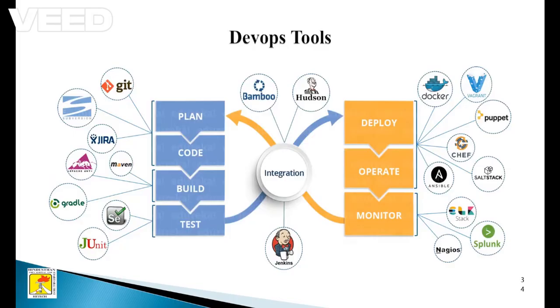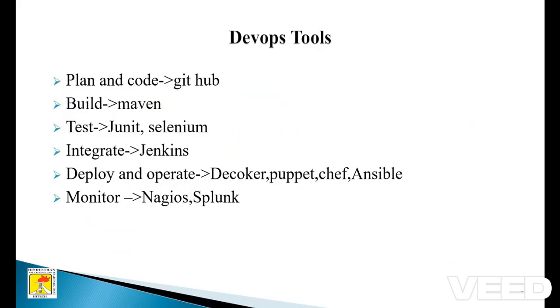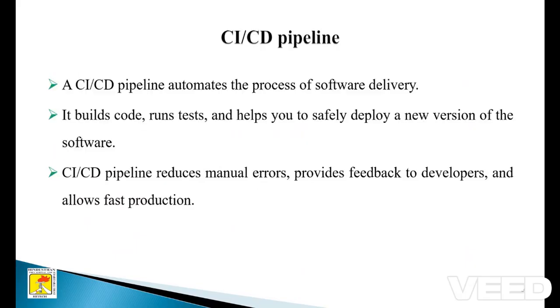Next are the DevOps tools. Here we use GitHub, Maven, Gradle, JUnit, Bamboo, and Jenkins. By using Jenkins and the integration process, we are using all these tools. Next are Docker, Vagrant, Puppet, Chef, Ansible, SaltStack, Nagios, and Splunk. These are the DevOps tools.